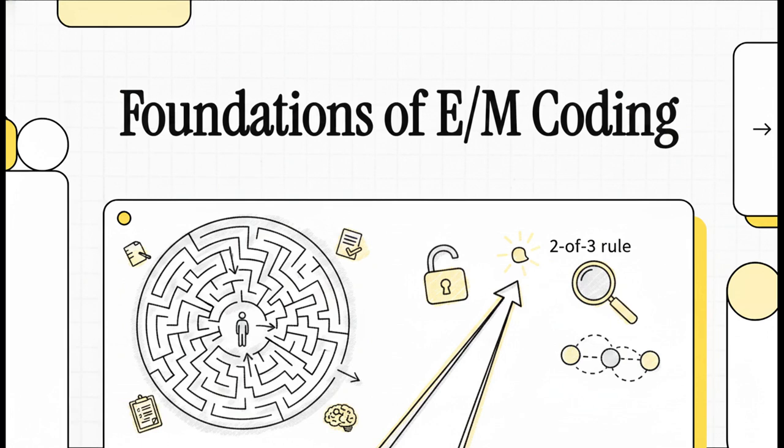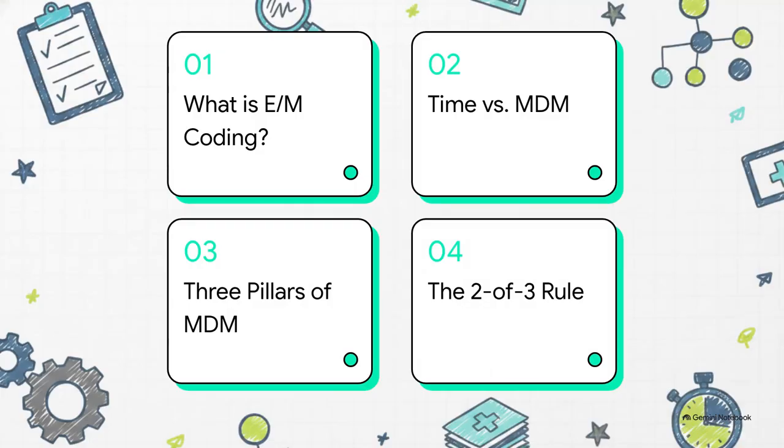In this 10-part series, we're going to completely uncomplicate the entire process. We're starting right here, right now, with the absolute foundations of EM coding, the medical decision-making framework, and that famous 2 of 3 rule. Here's what we're looking at today.